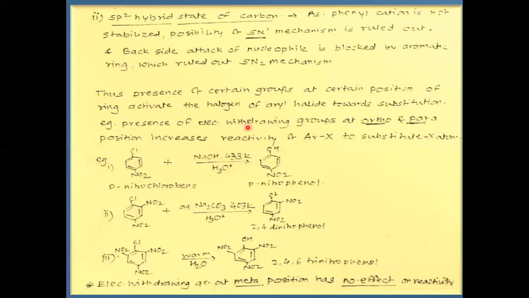So if electron withdrawing groups are present at ortho and para positions, then it increases the reactivity of aryl halide for substitution of halogen. Now here, ortho, meta and para, para-nitrochlorobenzene. So this nitro group is an electron withdrawing group, it withdraws the electron.